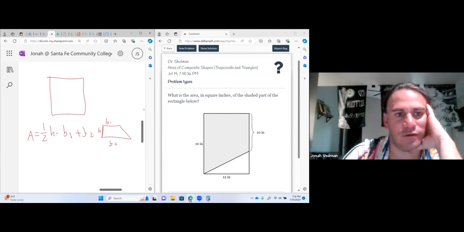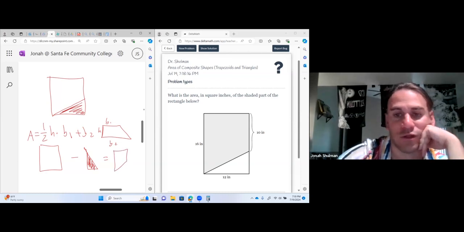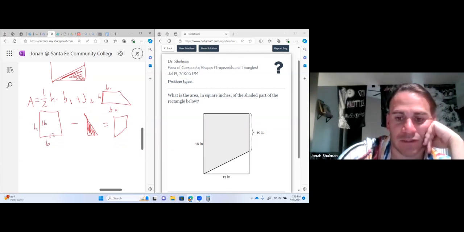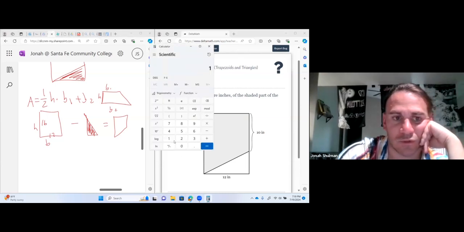However, we can see that this is just a triangle. So we can do the box minus the triangle, and we're left with the shape that we want. Ta-da. That's the way that I would recommend doing it. We know that this is base times height, or 12 times 16. I do it in my head, but I can just show you this way.